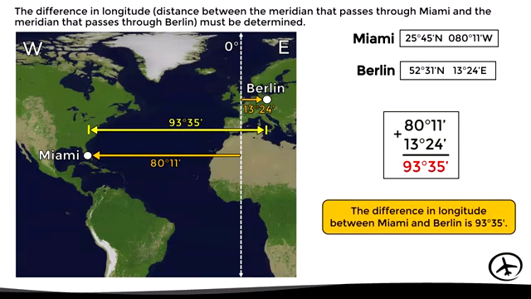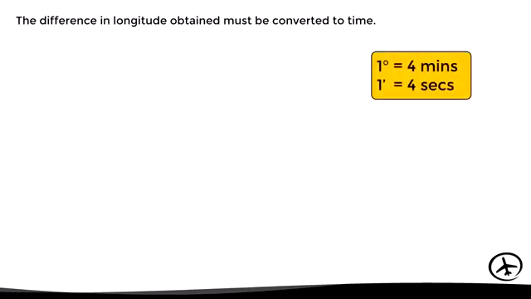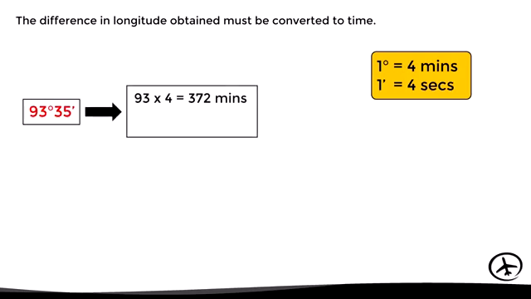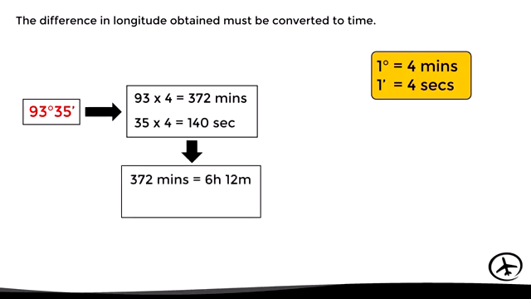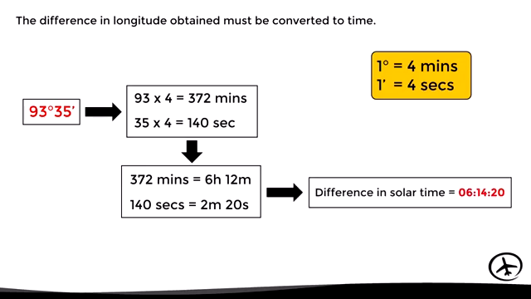Now that we have the difference in longitude, we must convert it to time. So as we previously mentioned, 1 degree of arc corresponds to 4 minutes of time, and 1 minute corresponds to 4 seconds of time. In this order of ideas, 93 degrees equals 372 minutes of time, and 35 minutes is equal to 140 seconds of time. If we express it correctly, it would be 6 hours 12 minutes and 2 minutes 20 seconds. This way, the total difference in solar time between Miami and Berlin is 6 hours, 14 minutes, and 20 seconds.